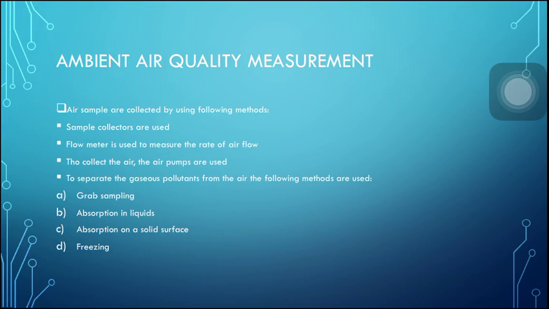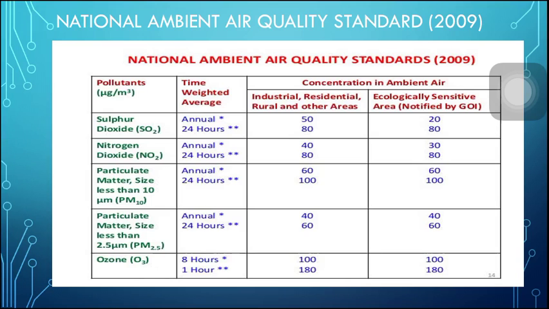Now let's move towards the next point, that is National Ambient Air Quality Standards. The National Ambient Air Quality Standards were set on the basis of the Air Pollution Act 1981. These standards were revised in the year 2009. The categories of industrial, residential and sensitive zone in the original draft have been clubbed together to form two categories. Category number 1, industrial, residential, rural and other areas. Category 2, the ecologically sensitive area.